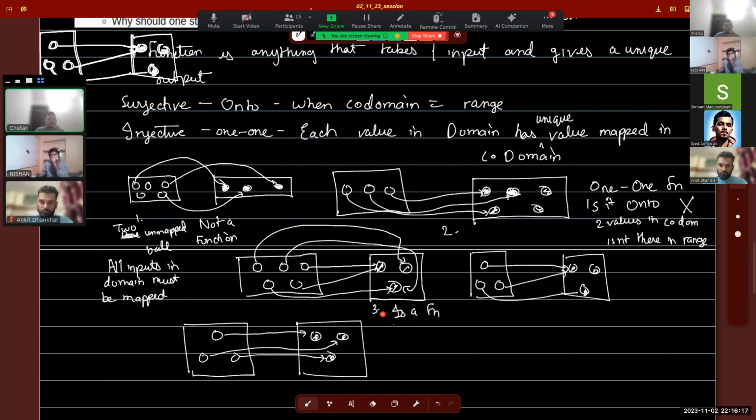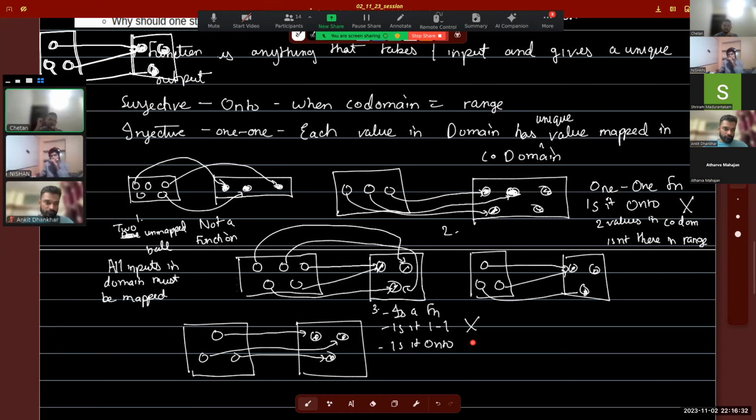Now let's consider, is it a one-to-one function? Can anyone tell me? Anyone? Swapnil says no. It's not a one-to-one function because I have two inputs mapping to the same output. I cannot have that if I have an injective function or a one-to-one function, because in one-to-one functions, every element in my domain maps to some unique element in my codomain, right?